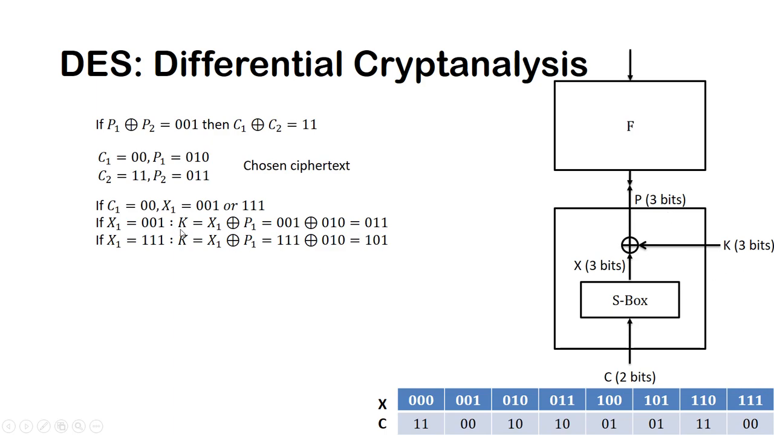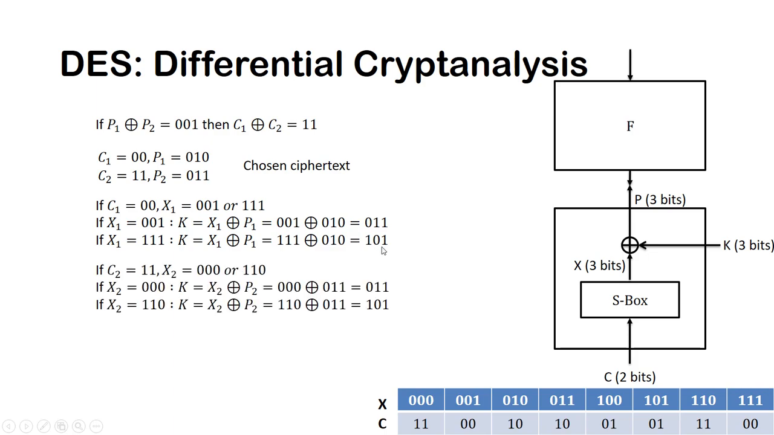So the inverse process will give you X XOR P equals K. In order to calculate the K, the formula is X1 XOR P1. So if I am assuming my X1 to be 001 and P1 that I have got over here is 010, I will find that the K is 011. But if I am using my X1 to be 111, then the value of K comes out to be 101. And if I repeat this process again with C2, I will again find that the key values are 011 and 101.